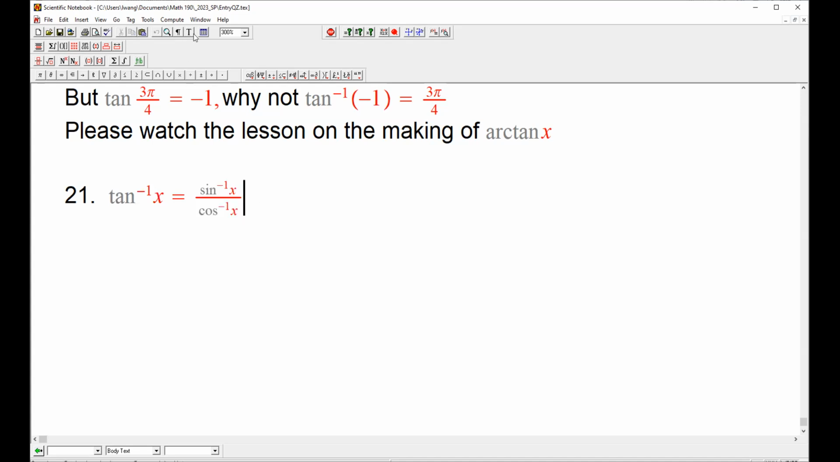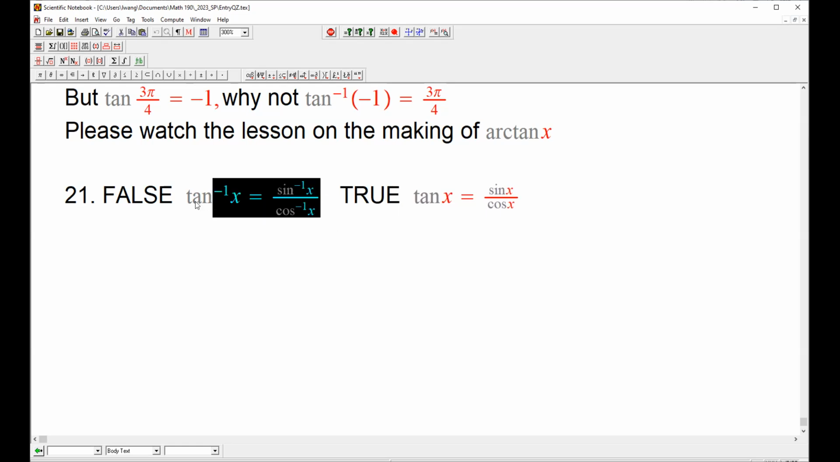And the student might be thinking, tangent x equals sine over cosine. That is true. But the inverse functions, however, don't have such a relationship. So this is false, and this is true. This is a terrible, horrible mistake.